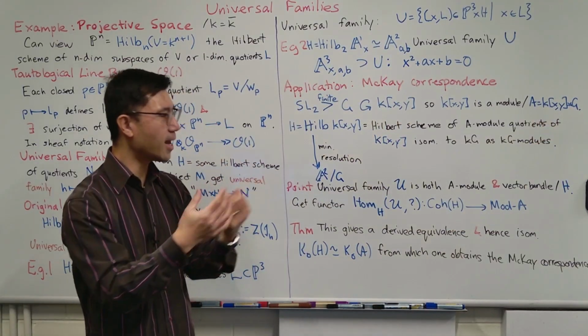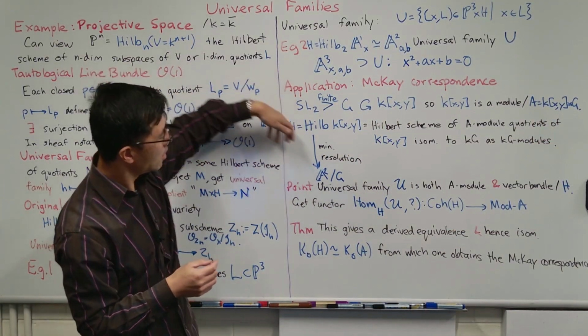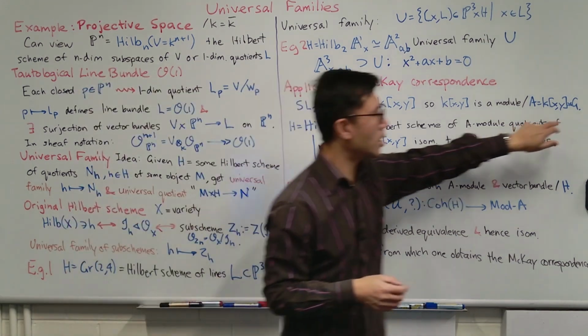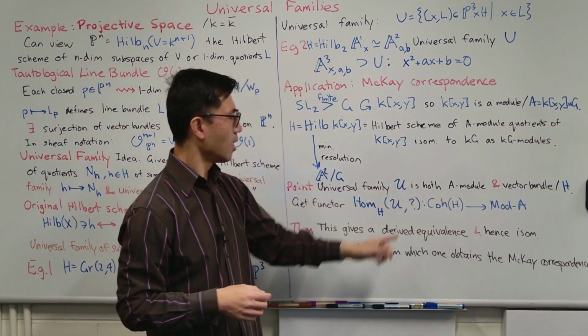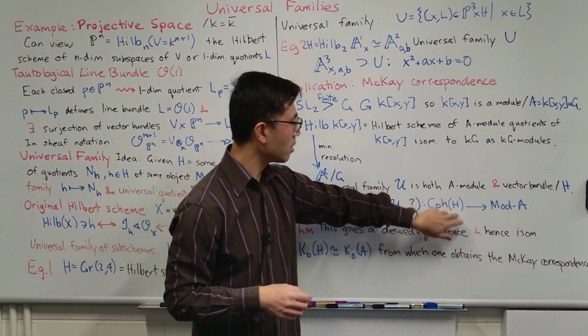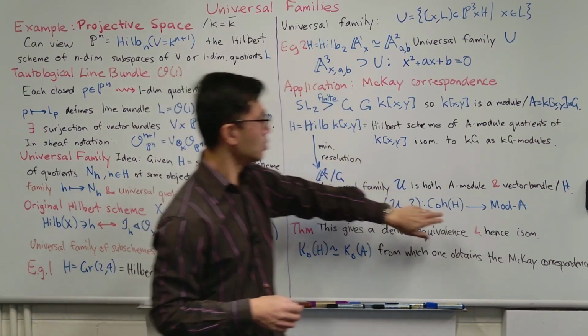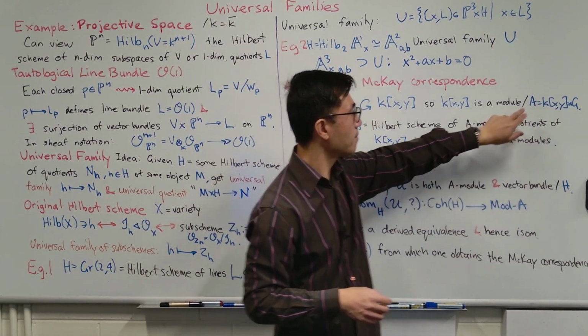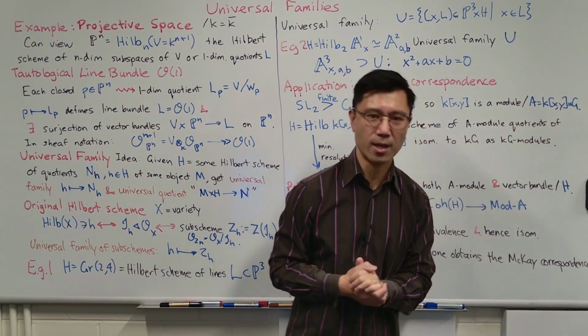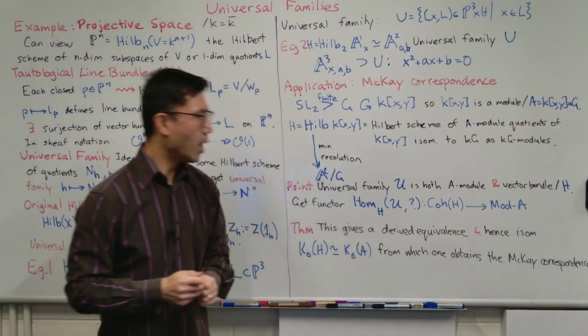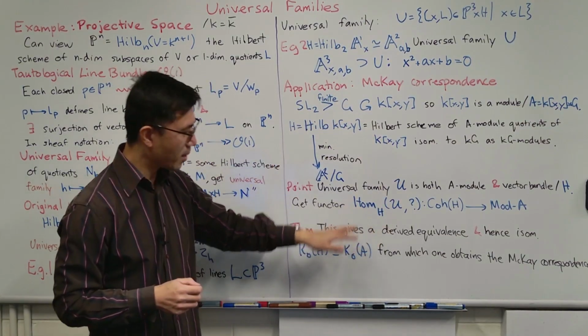Okay, so what's the connection? How do you connect this H to this group G? Well, it turns out that this functor is the connection. It connects the coherent sheaves on this H to modules over this A, and it's more than just the group algebra, it also has this kxy in there as well.